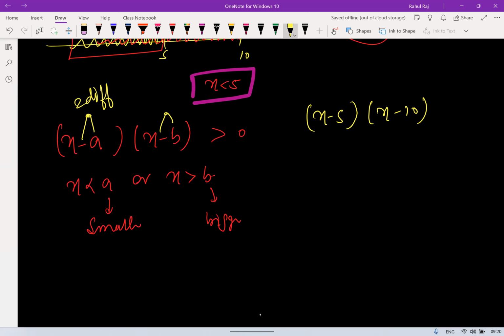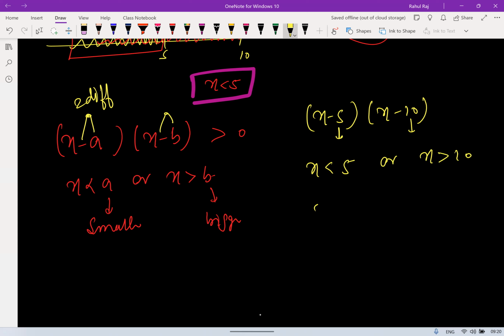Tell me, what is a? 5 and 10, right? Don't count my negative. Yeah, 5 and 10. Which is the smaller one? 5, right? So x is less than 5. a is always the smaller one. And which is bigger? 10. So or x is greater than 10. This is the solution. You can write your solution directly.